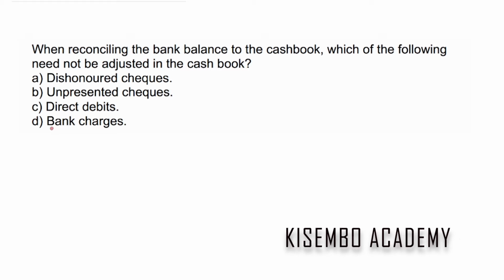Should not. So bank charges. Bank charges is something that appears in the bank statement but does not appear in the cash book. So this one is dealt with in the adjusted cash book. We have direct debits. This is money that is put in the bank, but the people in the business are not aware of. So that is something that appears on the bank statement but does not appear in the cash book. So we correct this issue in the adjusted cash book.